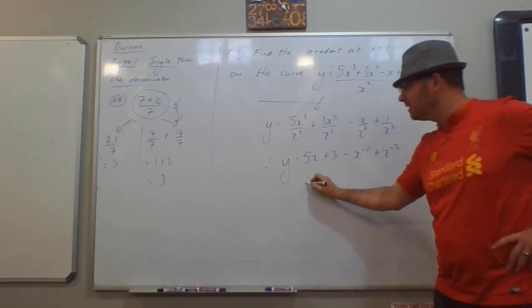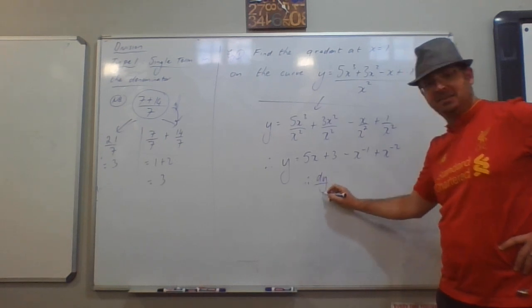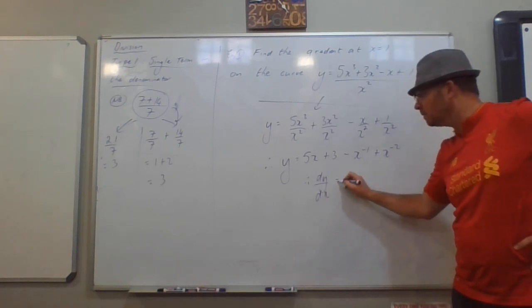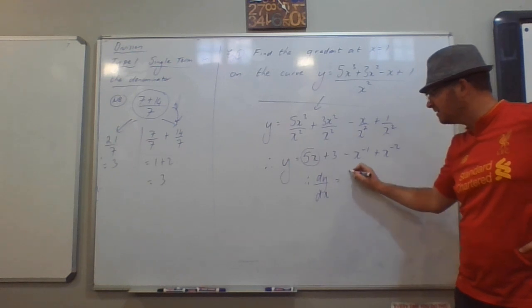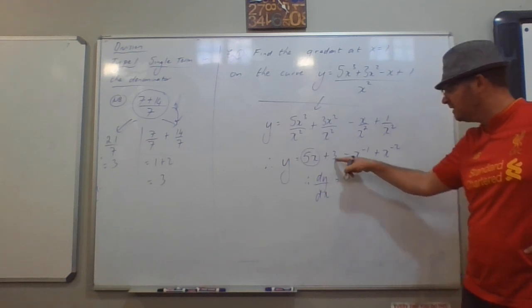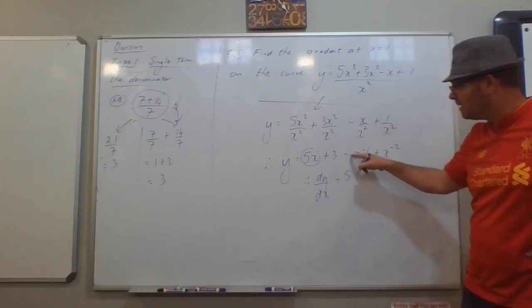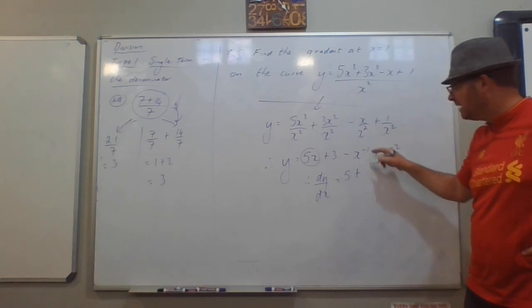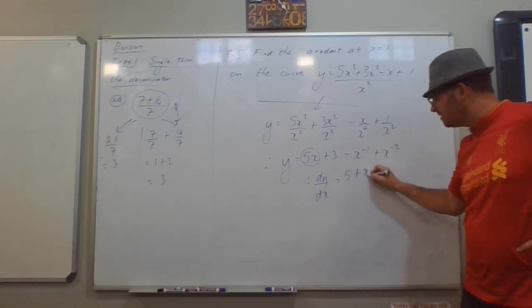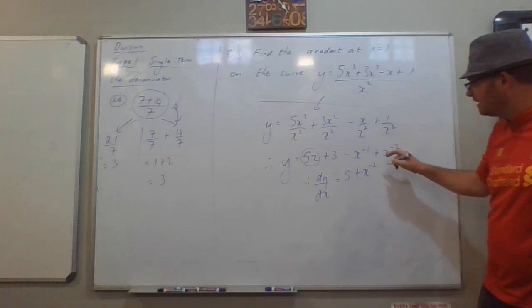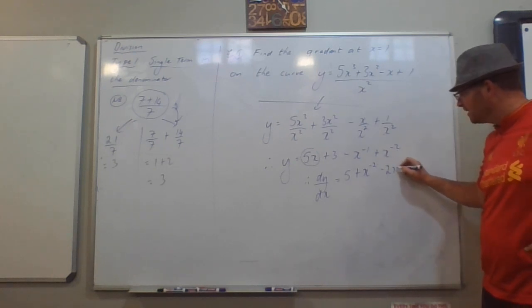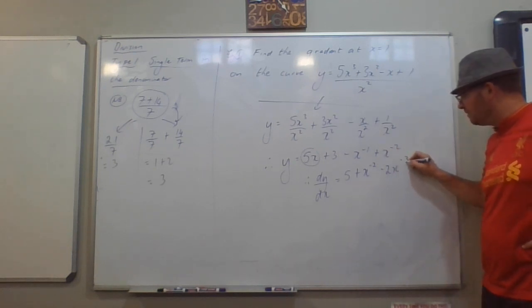So I end up with dy/dx is equal to, well, the derivative of 5x, the gradient is 5, plus 3, the gradient is 0. Here, negative 1 times negative 1 is plus. Take away 1, it will be x to the negative 2. Here, negative times a positive is negative 2. x to the take away 1, negative 3.